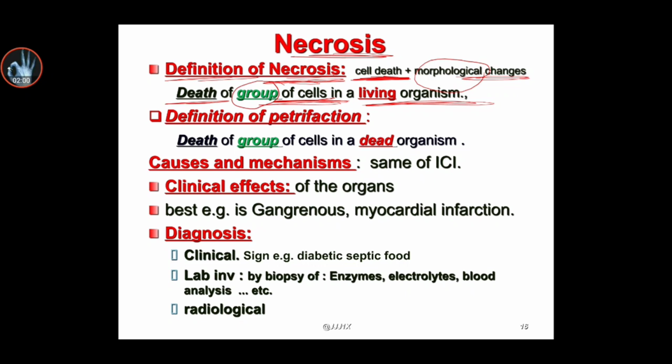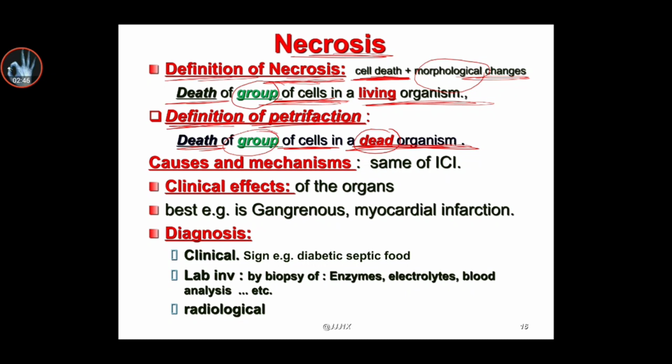هذه تسمى إيش؟ necrosis. So necrosis is death of a group of cells in a living organism. We have another term called putrefaction. This is death of group of cells in the dead organism. So you have an already dead organism and its cells are still living. So there is a group of cells dying in this dead organism. It's called putrefaction.